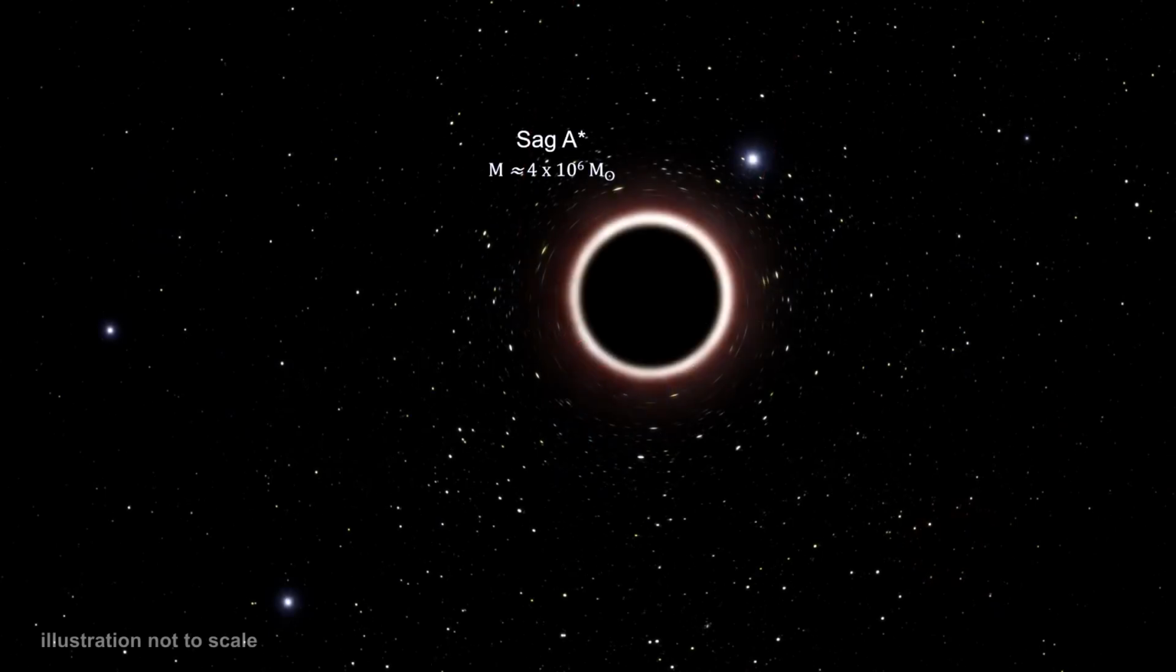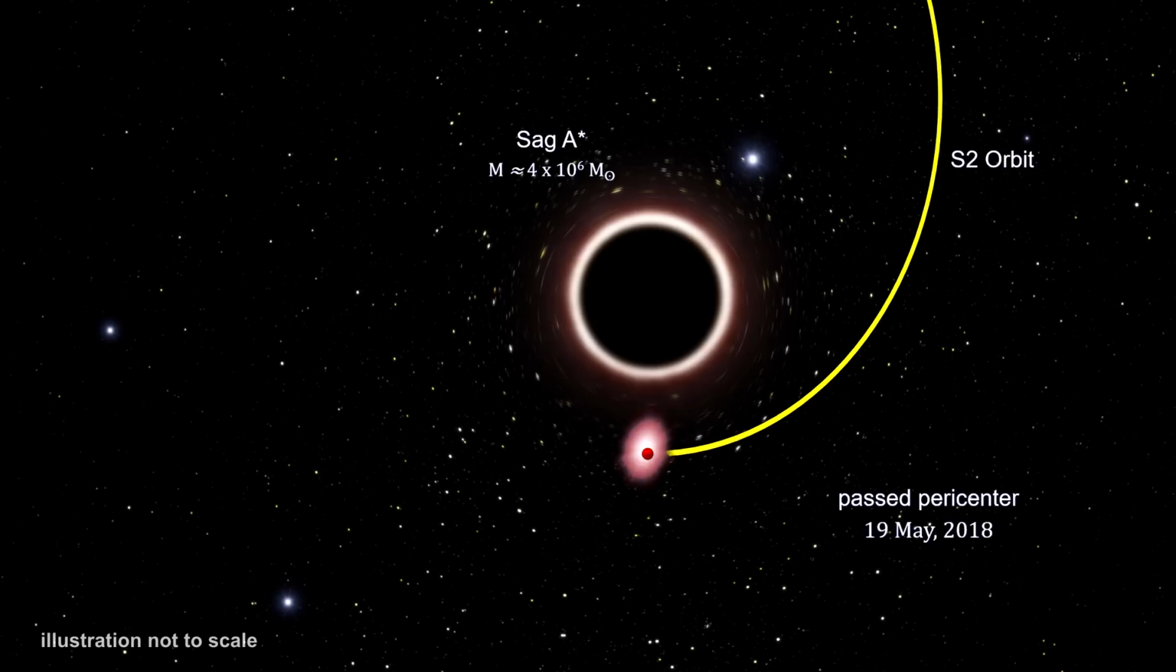These new instruments followed S2 very closely. At the start of 2018, it was accelerating towards Sag-A*, reaching relativistic speeds. On May 19th, it reached the closest approach, pericenter. At that point, it was traveling at 7,650 kilometers per second, or 4,753 miles per second. That's almost 3% of the speed of light.